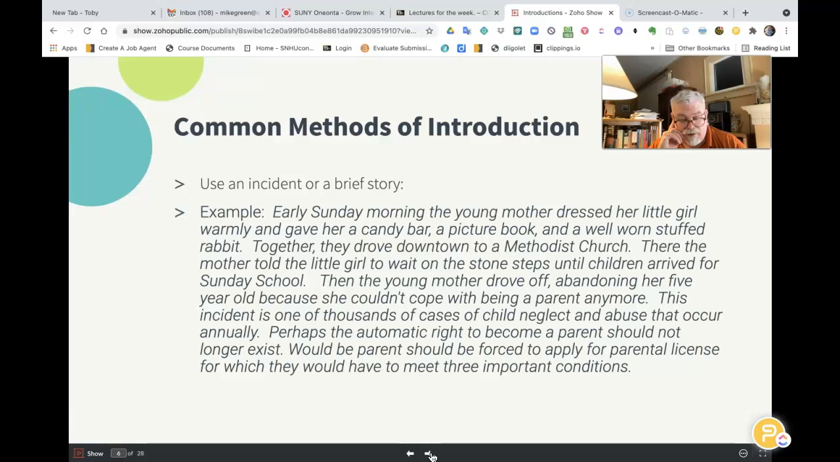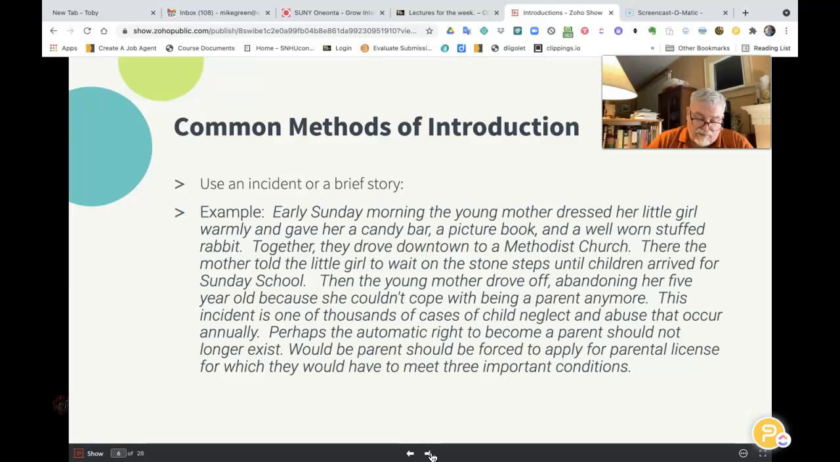Early Sunday morning, the young mother dressed her little girl warmly and gave her a candy bar, a picture book, and a well-worn stuffed rabbit. Together, they drove down to a Methodist church. There, the mother told the little girl to wait on the stone steps until children arrived for Sunday school.